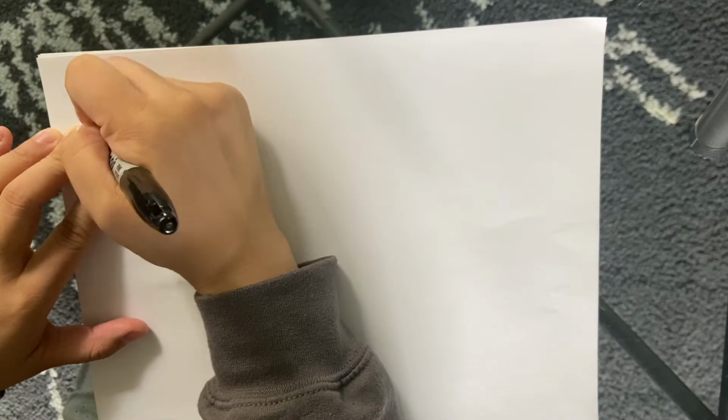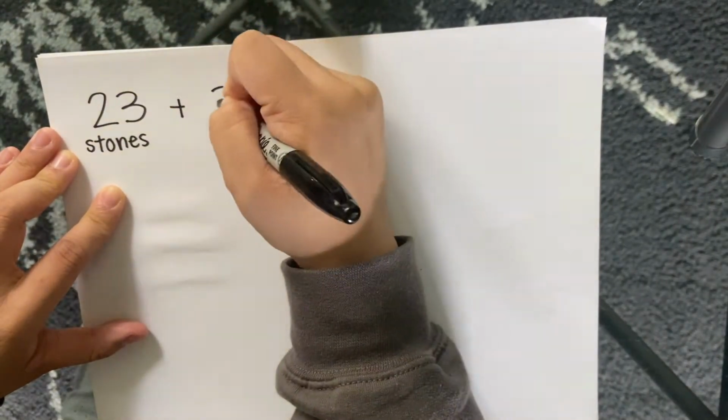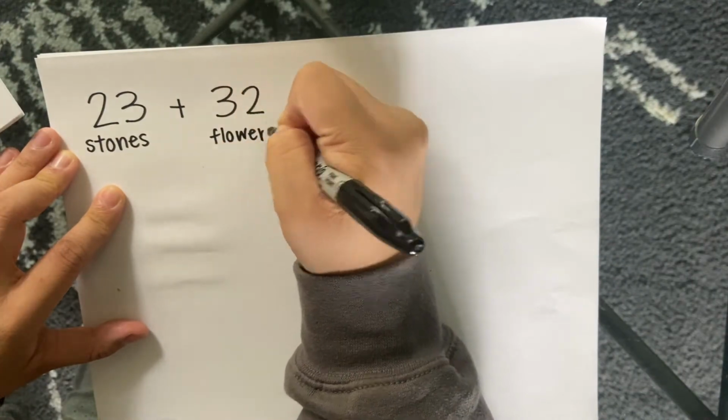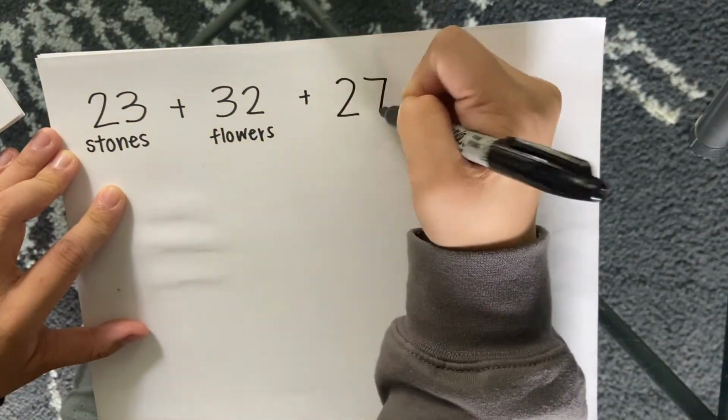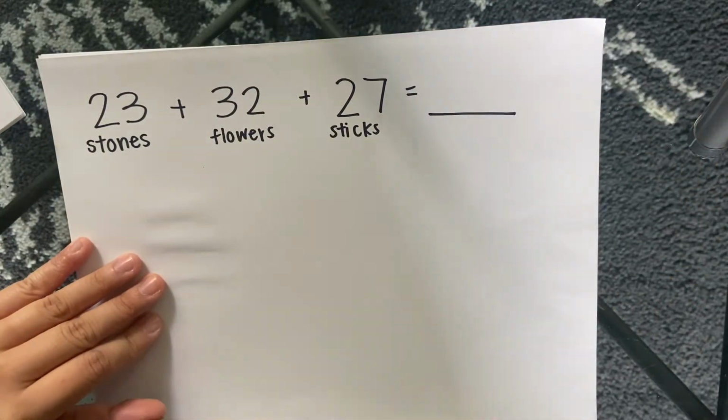So I want to give you a chance to pause the video and try to solve on your own first. First things first, I need to write the problem. He found 23 stones, adding 32 flowers, and 27 sticks. We're trying to figure out how many altogether.